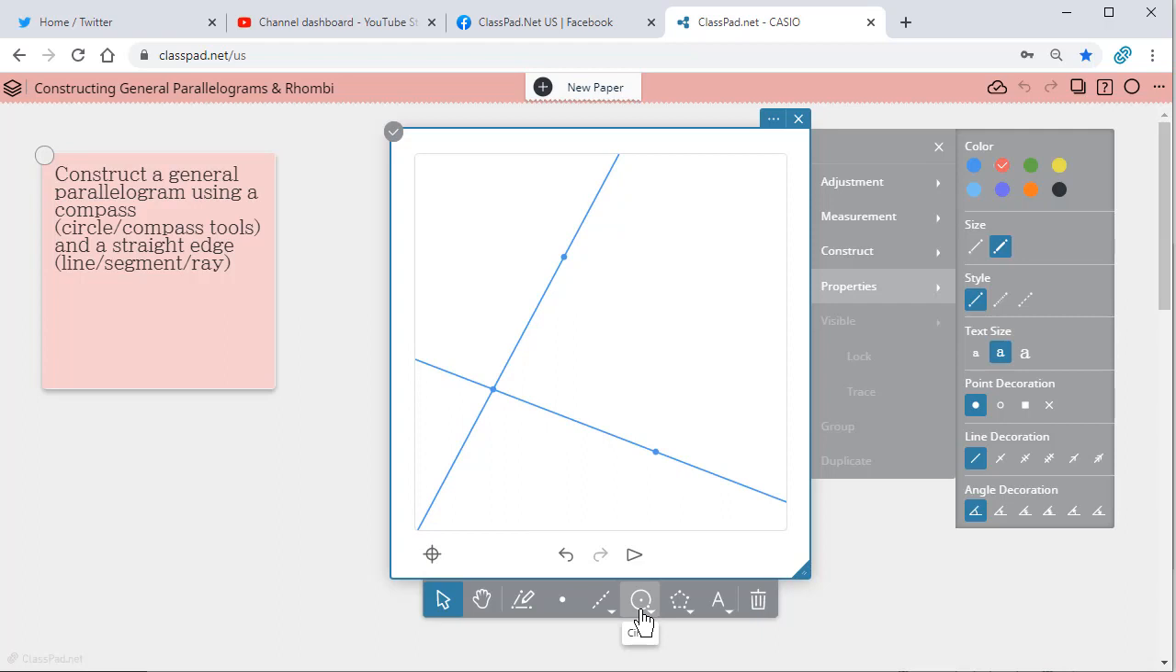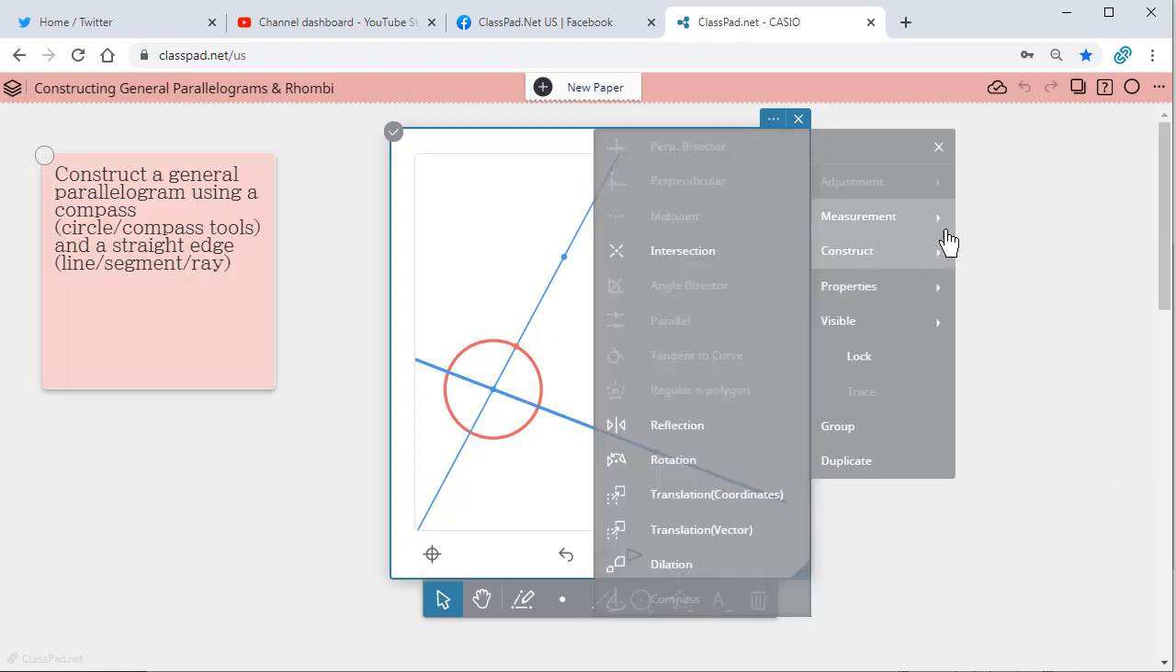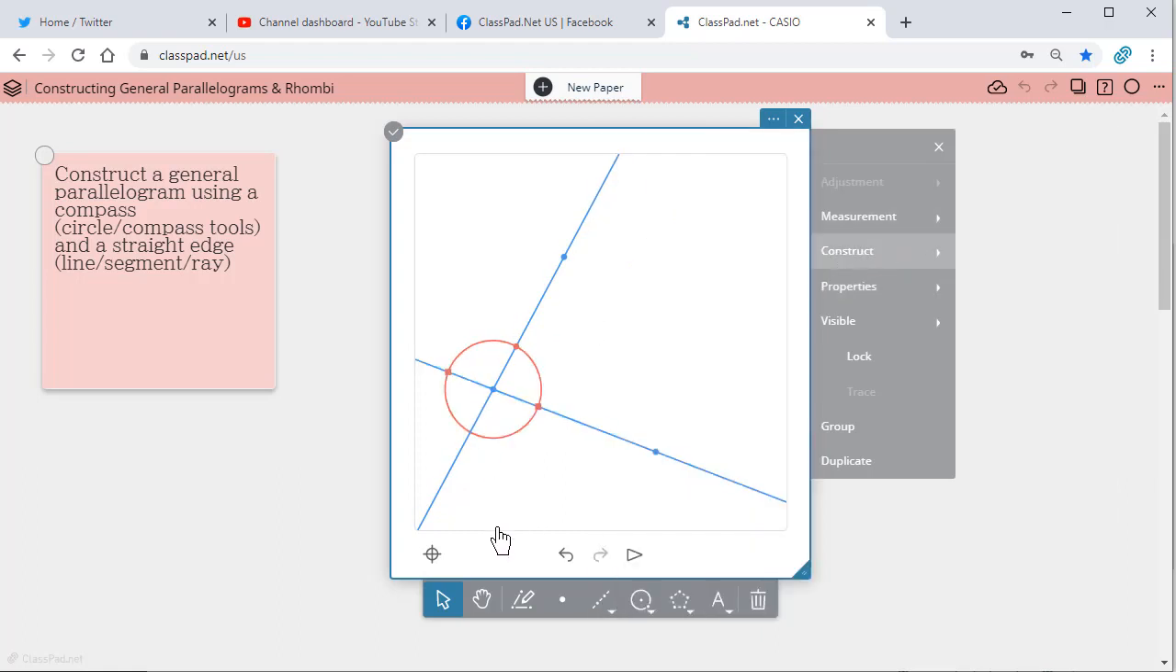I'm going to get my compass tool. In this case, I'm using the circle tool because I can make a circle of any size. So if the students have a compass, they're going to put the point on this intersection of these two lines, and then just open their compass so that it intersects both of the lines. So they can have different size circles, it just has to intersect both. So here's one intersection, and I'm going to construct the other intersection. Students would put a point there.